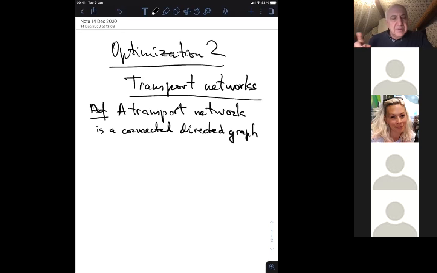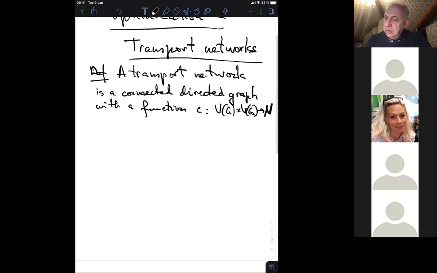Yes, there is one more property that I have to add. With a weight function, call it C, from the set of vertices across the set of vertices to the positive integers, such that, first of all, there exists a unique vertex with incoming degree 0.